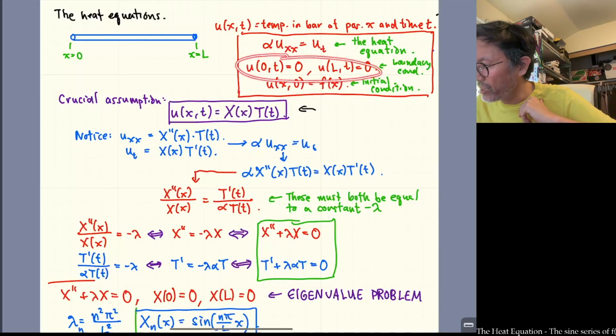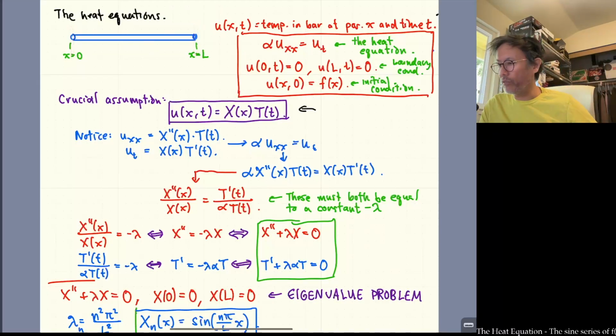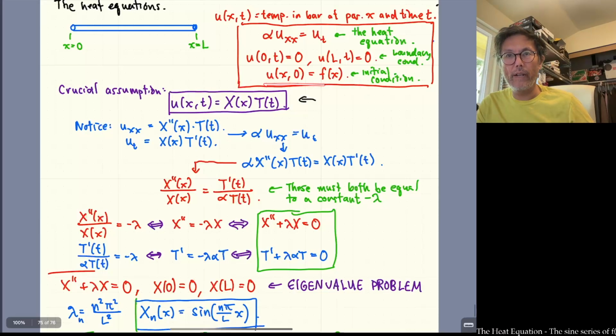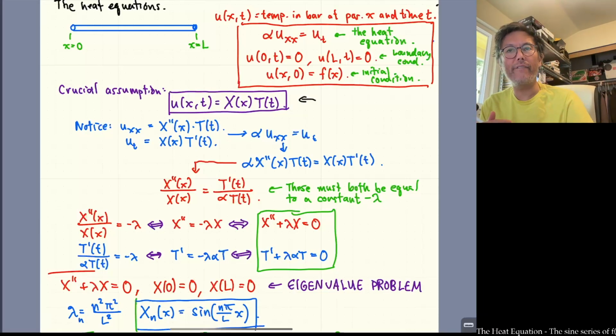Here are the boundary conditions that we are going to work with. The two ends of the bar are going to be kept at 0 degrees, and then we have an initial condition that at time t equal to 0, the initial distribution of heat in the bar is going to be given by this function f of x.